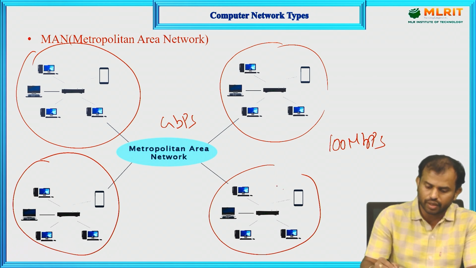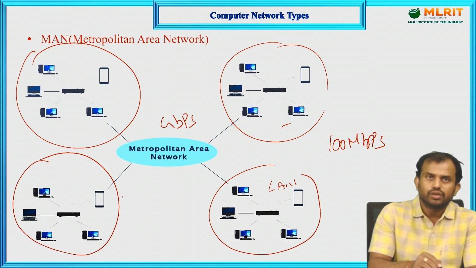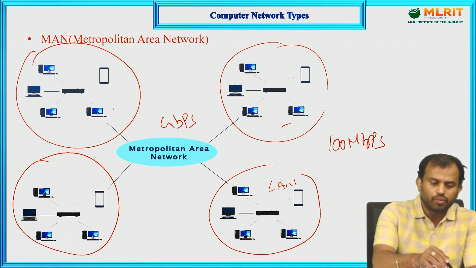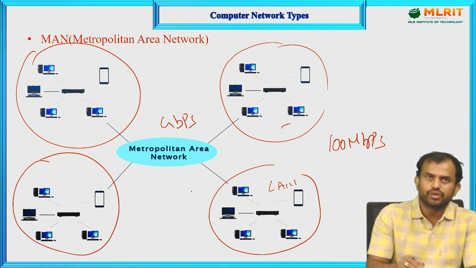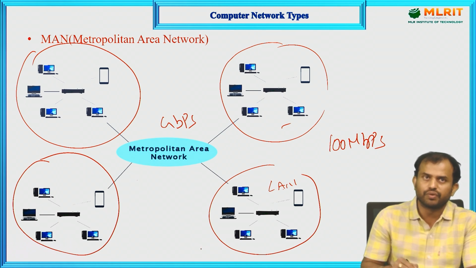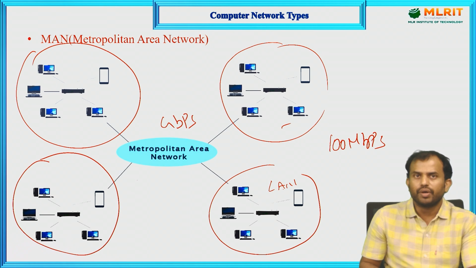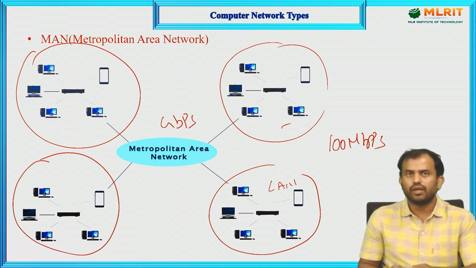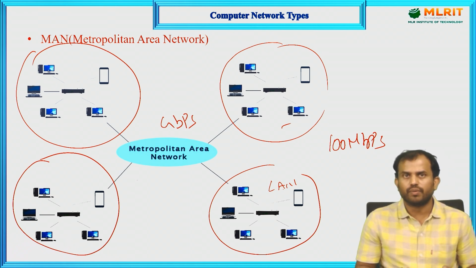So this is one LAN connection, this is another LAN connection, and this is another. This metropolitan area network can communicate all the information and share the information between these various LAN communications. We call it the metropolitan area network. It is a long-range communication path.